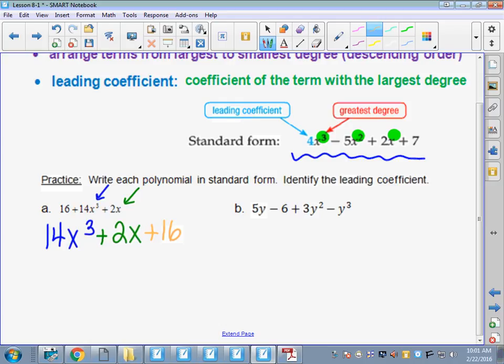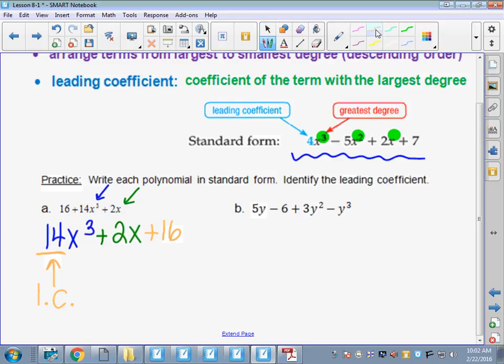And then my 14 is my lead coefficient. I'm going to abbreviate it LC because lead coefficient is too long to write. So we put them in order, and then we figure out what is the lead coefficient. It's easier to do it in that order.